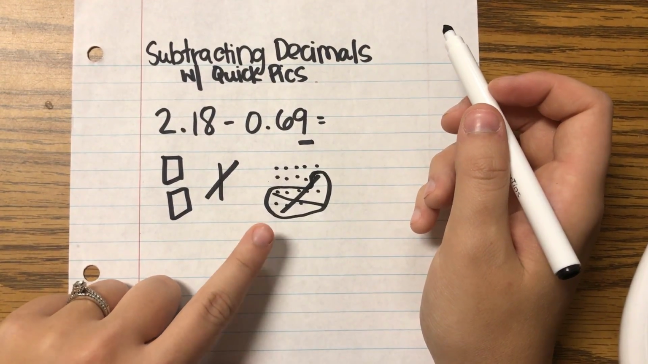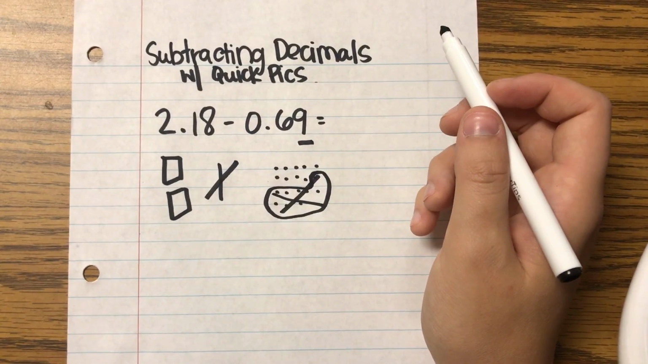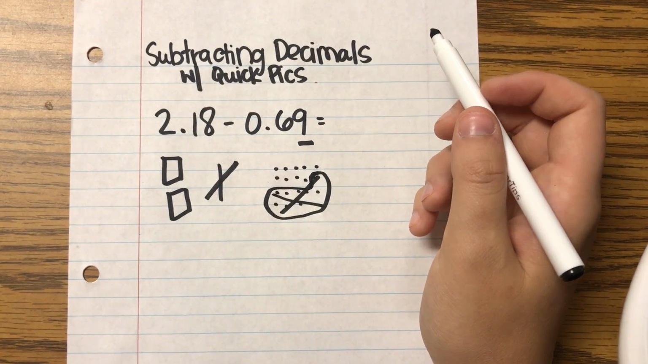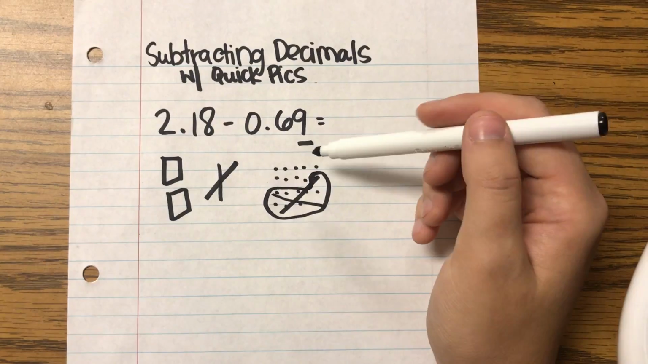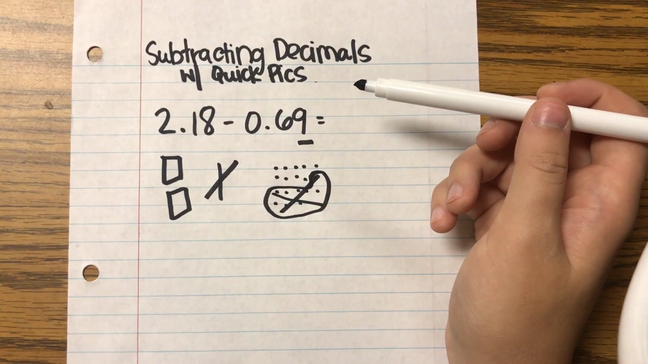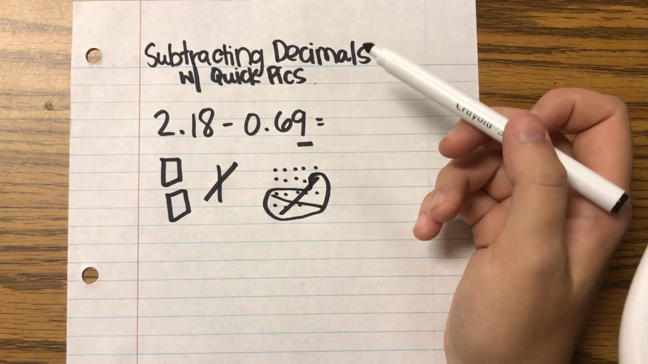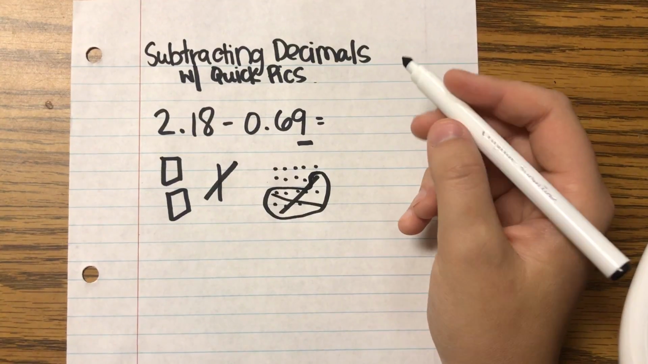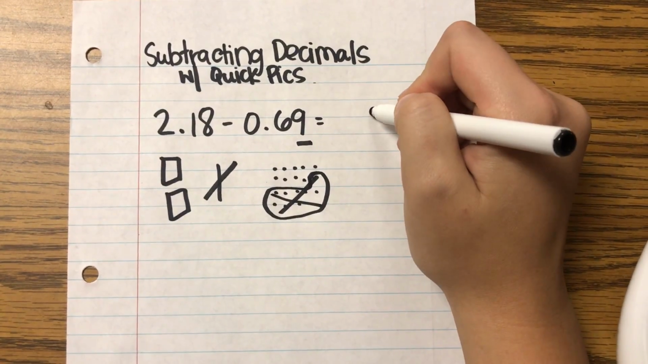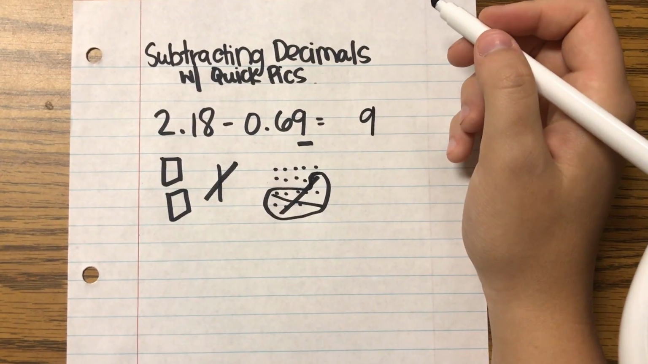So now how many hundredths do I have left? 9. Well, count them instead of just screaming. 9. Okay, you counted them. How many are there? 9. So what digit goes in my hundredths place? 9.